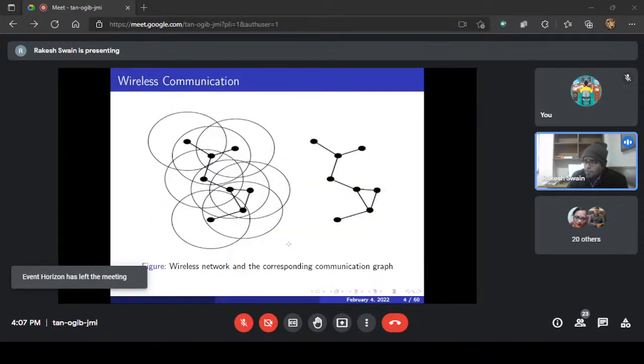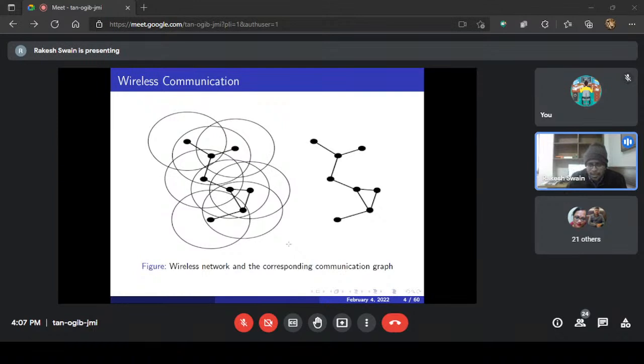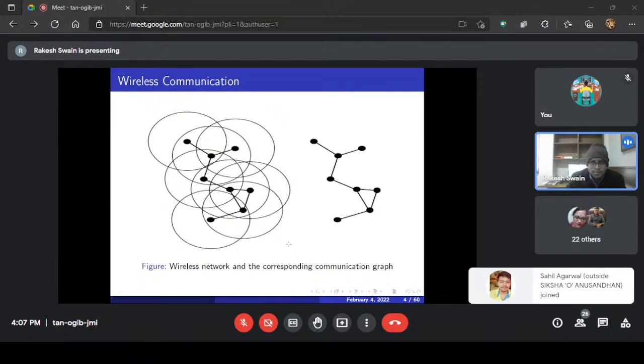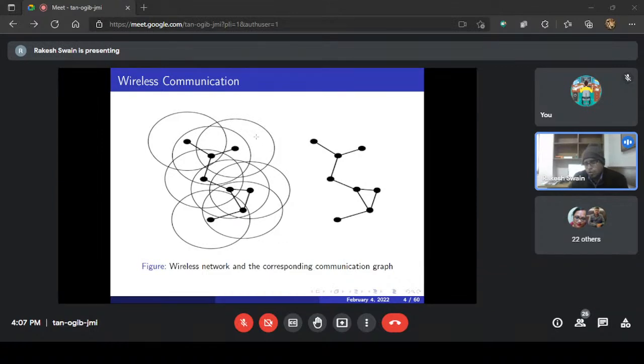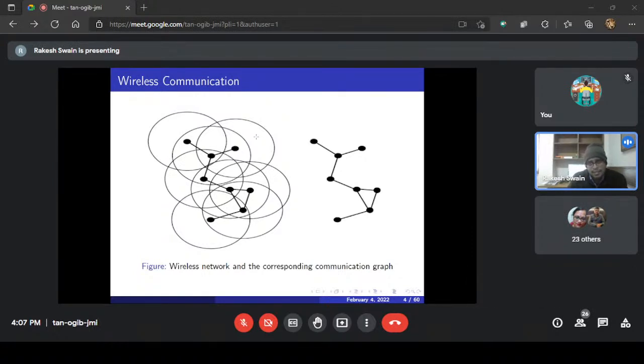Now, how do they communicate? Basically, sensor networks communicate through wireless communication. Each sensor node has its carrier sense range and its transmission range. In this figure, the circle is the transmission range of each sensor node. Whenever you calculate the Euclidean distance, if it is within the transmission range, the nodes are connected and a virtual link is established. This is the communication graph.